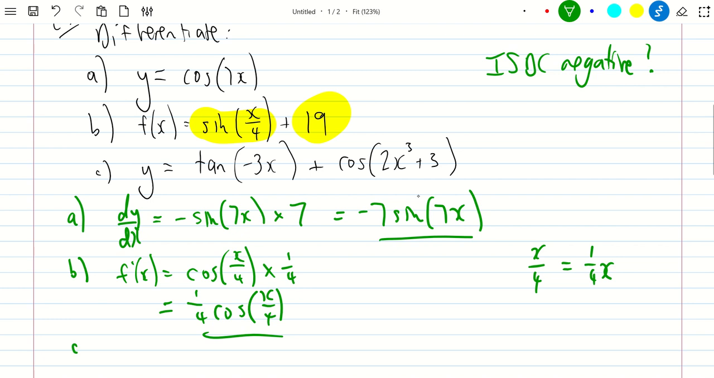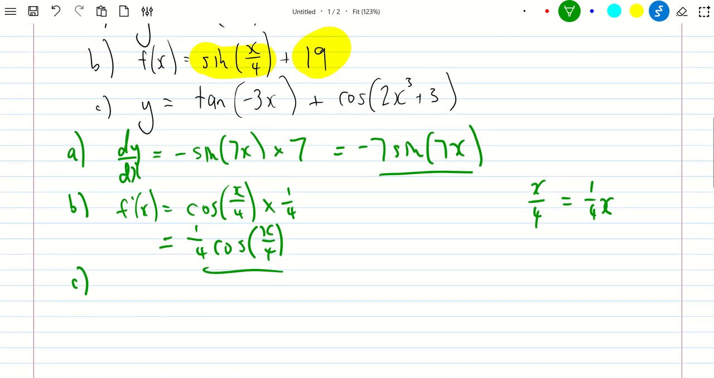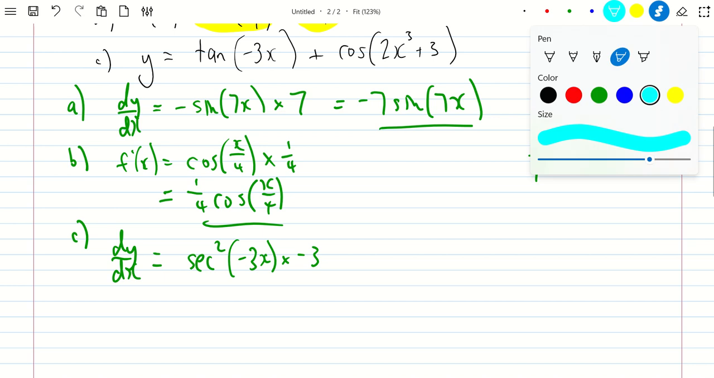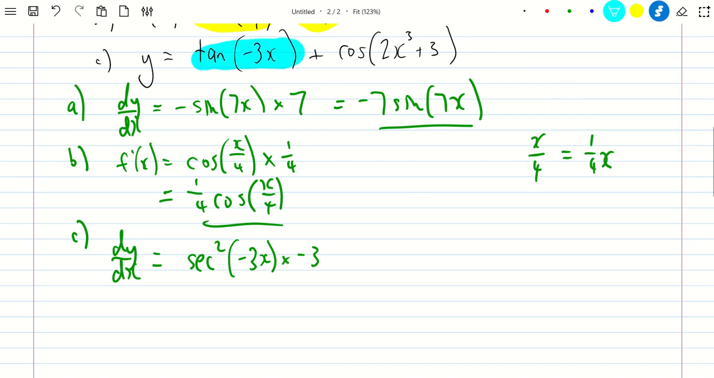Last one, let's do a tan one here. We've got y is equal to tan of negative 3x. So let's do dy/dx is equal to, so we've got tan. Tan goes to sec squared, right? So sec squared. We leave the inside exactly how it is, negative 3x, and then we multiply that by the derivative of that inside part. What's the derivative of negative 3x? Negative 3. Okay, so that's the derivative of that first chunk.